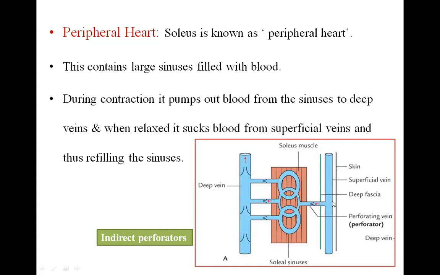So here is the skin, then the superficial veins. Here is the deep fascia. This is the perforators or the perforator. Then this is the muscle which contains the sinuses, and these are again perforators. So in between the two perforators there are sinuses there, and therefore it is known as the indirect perforator. Okay.